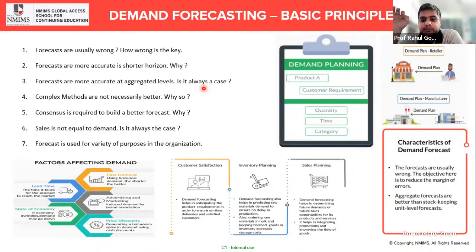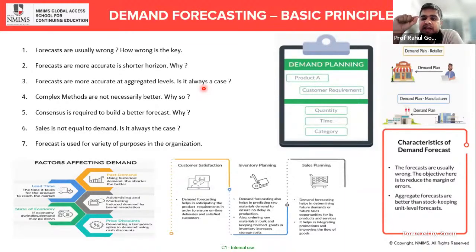Now, this is true, but there's a second phenomenon also which is happening, which most of the people don't appreciate or identify, right? Now, when you try to forecast at a Delhi level, there is a Delhi level trend, there is a Delhi level seasonality, there is a Delhi level cyclicity, right?